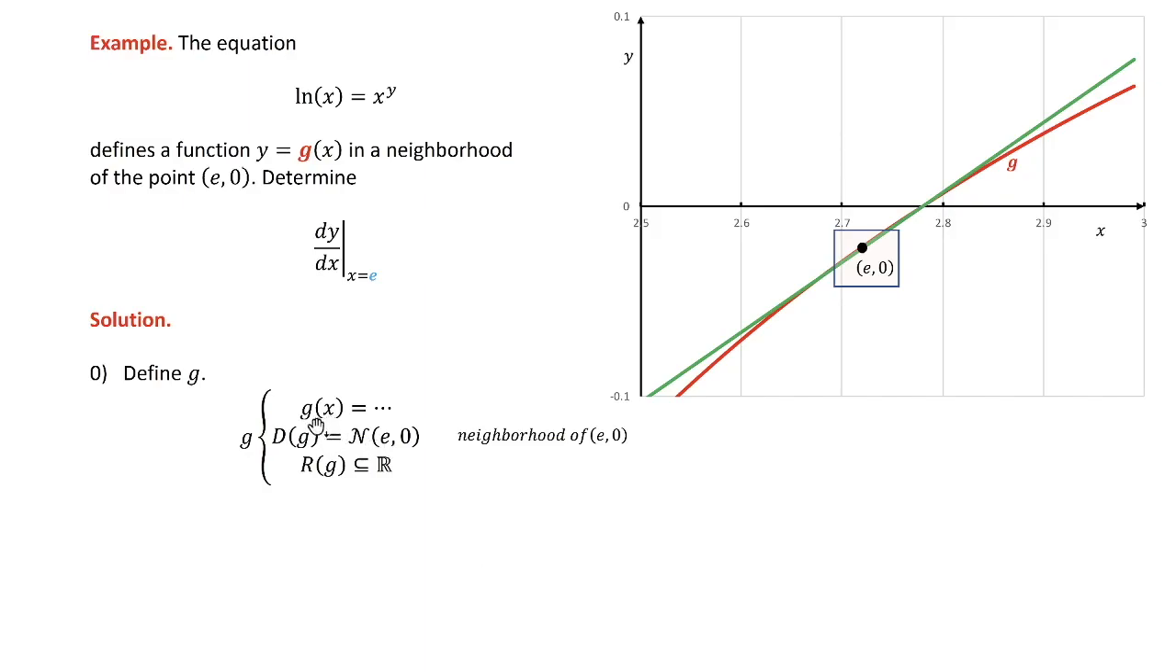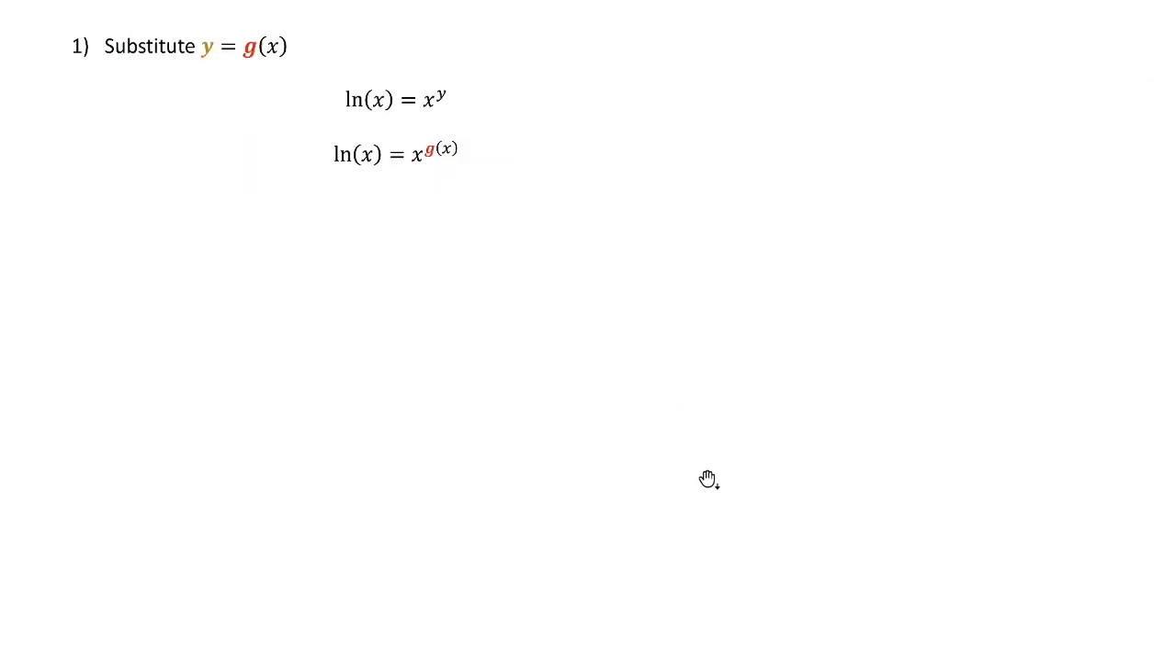Again, I have a function g somehow specified in a neighborhood of this point. So again, what am I going to do? When we do implicit differentiation, I don't want x's and y's. You have to have a single variable. I'm going to replace y with g of x just as we always do with implicit differentiation.